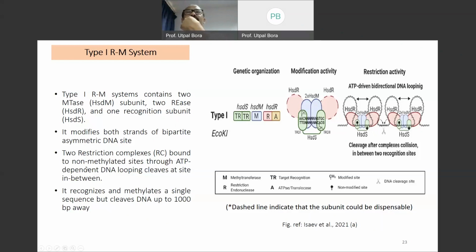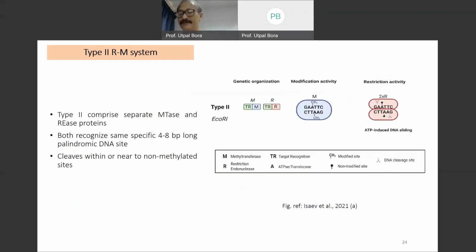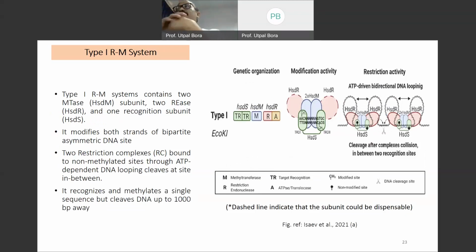2 restriction complexes bound to non-methylated sites cleave the DNA in between through ATP-dependent DNA looping. It recognizes and methylates a single sequence, but cleaves DNA up to 1,000 base pairs away. So type 1 will recognize one particular consensus site, but its binding site and its cleaving site lie around 1,000 base pairs apart. So here we know that it will bind to this particular sequence, but we don't know where it will cut. Okay, so that is the uniqueness of this type 1 restriction modification system.